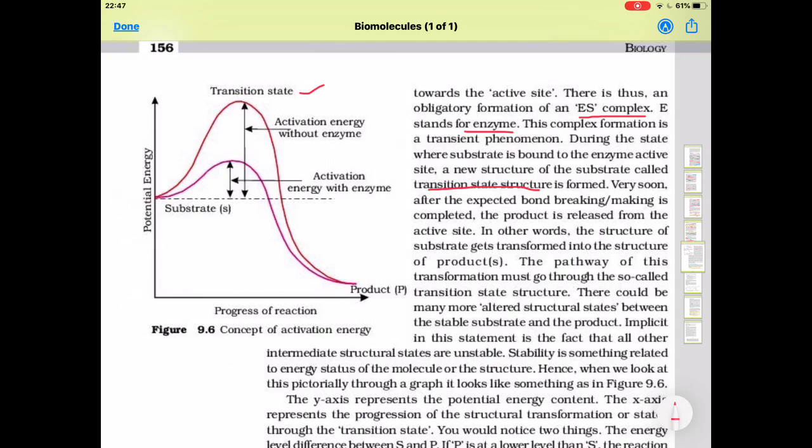Very soon after the expected bond breaking or making is completed, the product is released from the active site. In other words, the structure of substrate gets transformed into the structure of product.